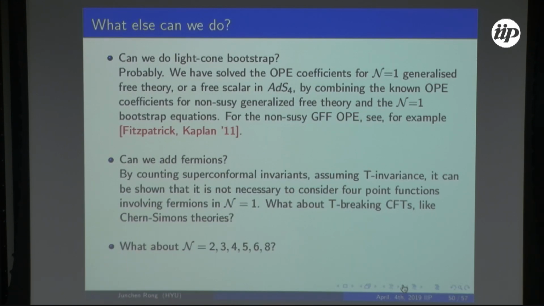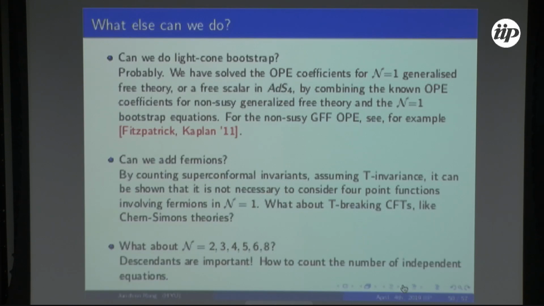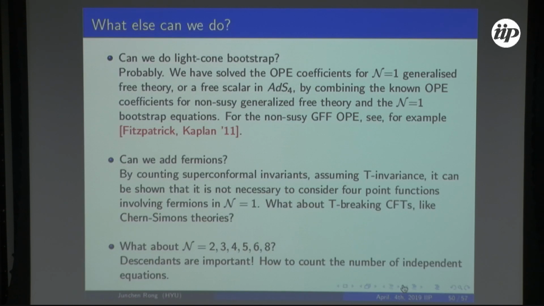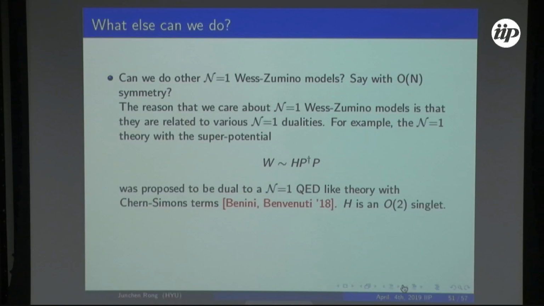Okay, what about other bigger supersymmetries? Right, descendants are important, and it's very tedious to derive the full set of Ward identities. Probably we need to find a good way to do that. Okay, so can we do other N equal to 1 Wess-Zumino models? This is your thing, what you said.